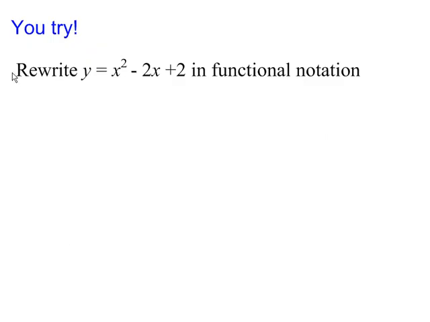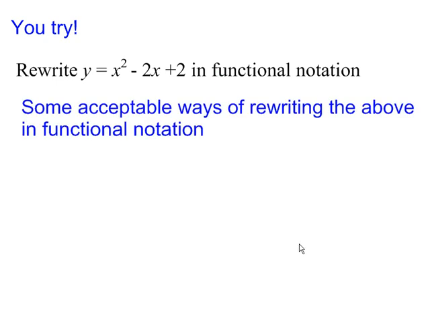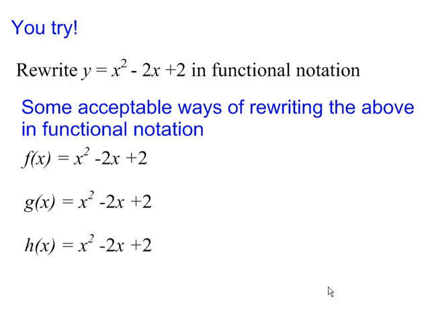Okay, so now you try it. Rewrite y equals x squared minus 2x plus 2 in functional notation. So some acceptable ways of rewriting the above in functional notation would be like this. These are some acceptable ways. So this is functional notation.